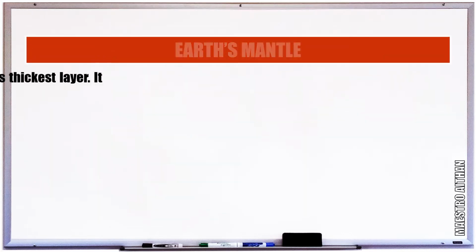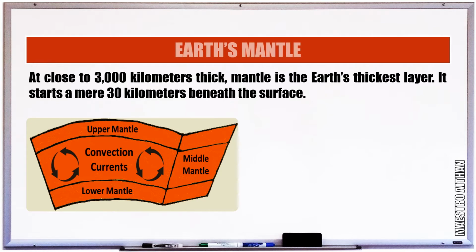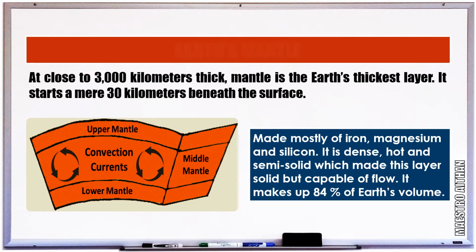The Earth's mantle. At close to 3,000 kilometers thick, this is Earth's thickest layer. It starts a mere 30 kilometers beneath the surface. Made mostly of iron, magnesium, and silicon. It is dense, hot, and semi-solid, which makes this layer solid but capable of flow. It makes up 84% of Earth's volume.